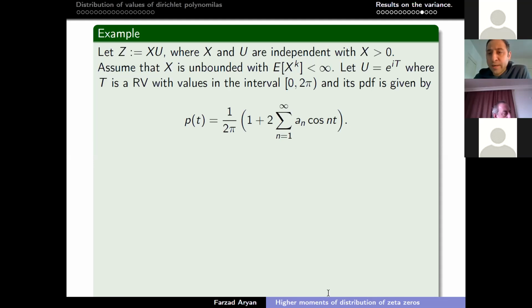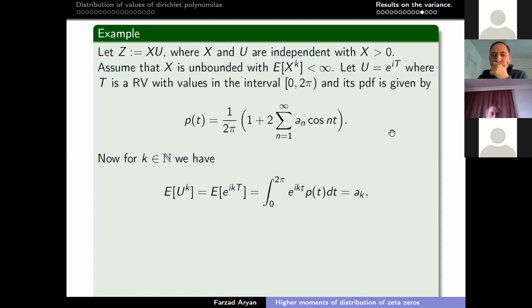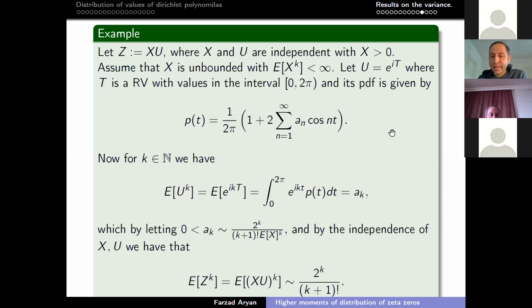Let u be a random variable of the form e to the power i t, distributed on the unit circle. The probability density function comes from this exponential sum, basically a cosine sum. I have to assume a little bit to make it a PDF, but that's not important. The important point is that the expectation of u to the power k gives me a_k. Now I can pick a_k to be around 2 to the power k divided by (k plus 1) factorial, and divide by the expectation of x to the power k.